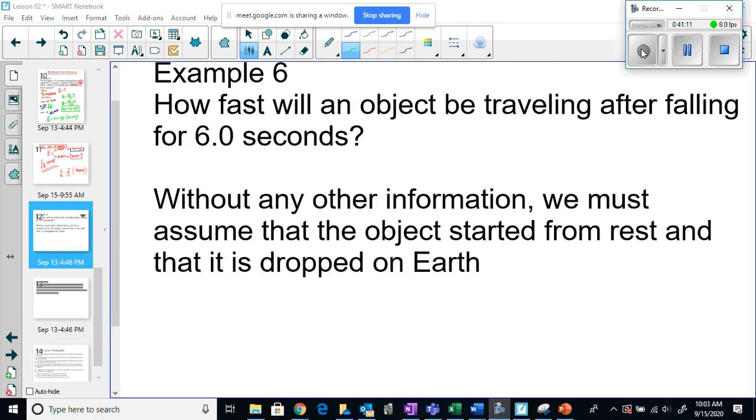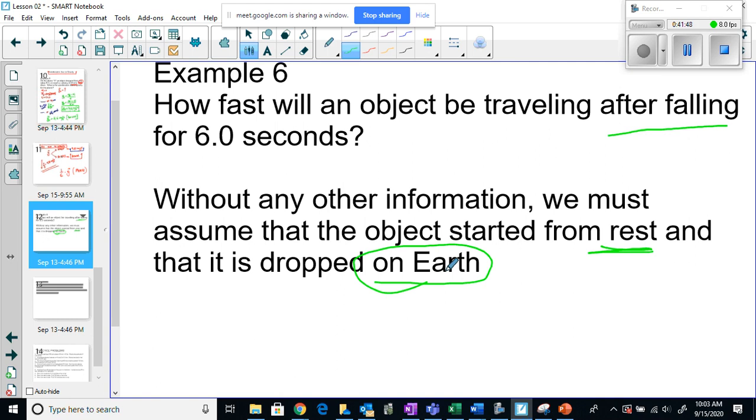Okay, so let's go over this example now. How fast will the object be traveling after falling for 6 seconds? Without any other information, you must assume, and this is on the example, but usually it's not on the question, that the object starts from rest and it is dropped on the surface of the Earth.